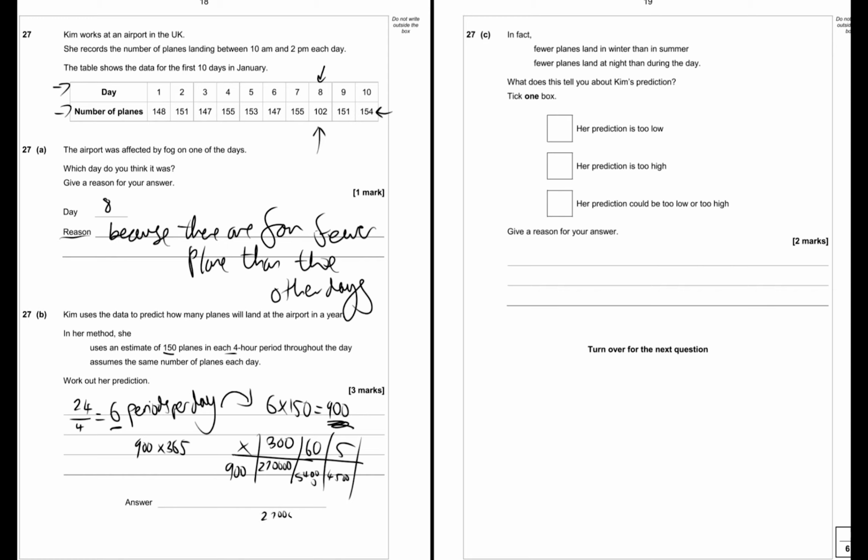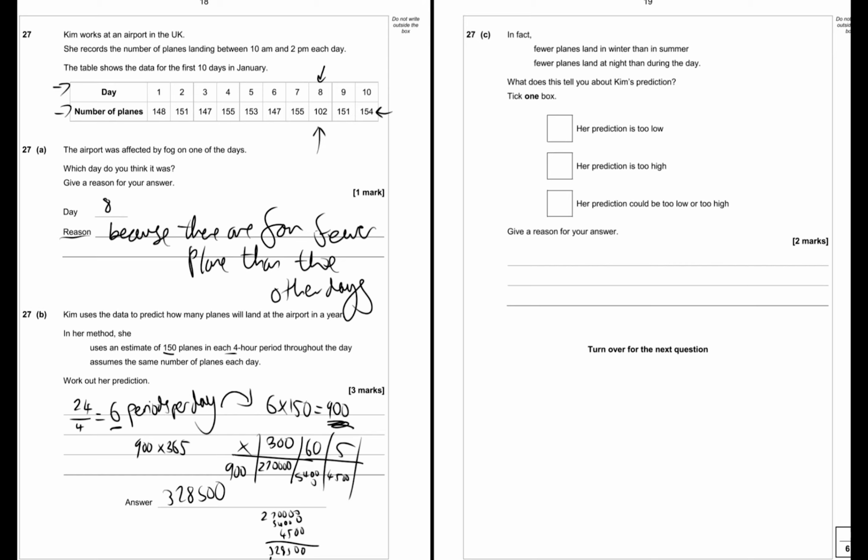So 270,000 plus 54,000 plus 4,500. So what we're going to get? We're going to get 0, 0, 5, 8, 2, carry the 1, and a 3. So our answer is going to be 328,500.